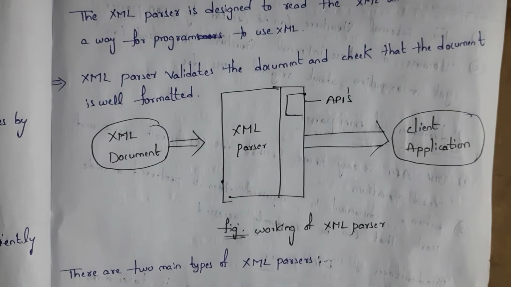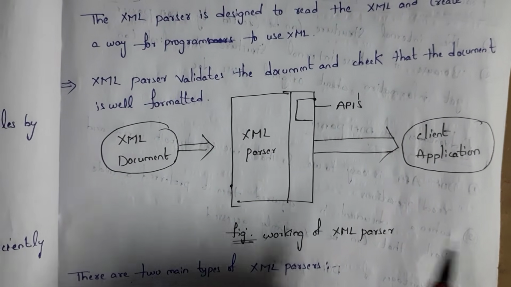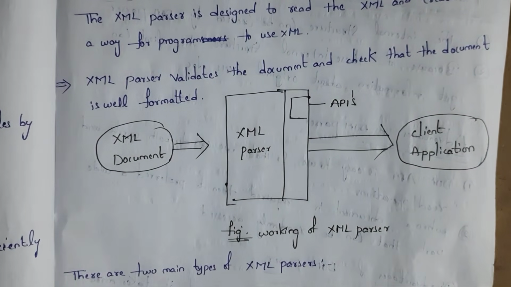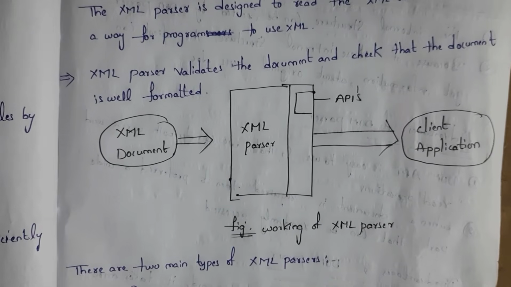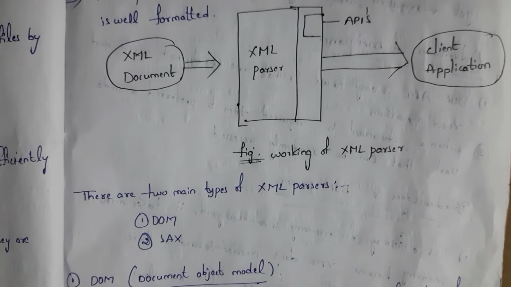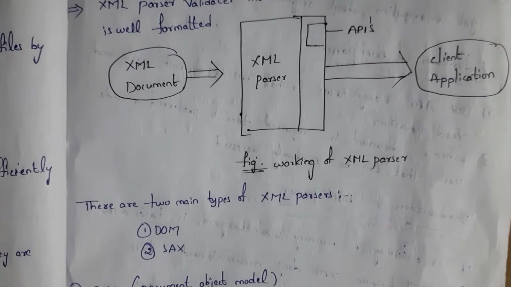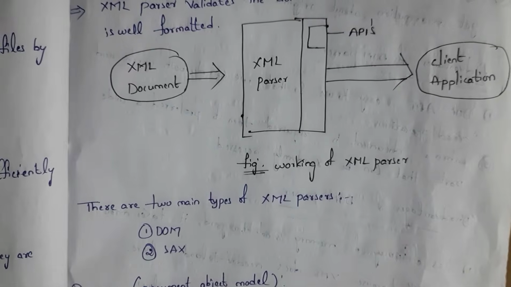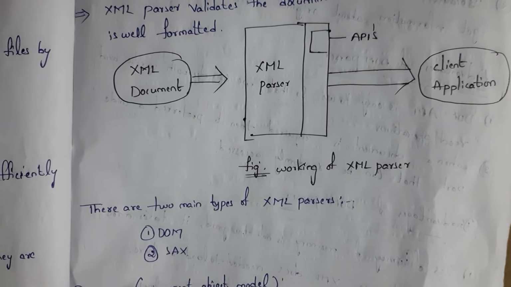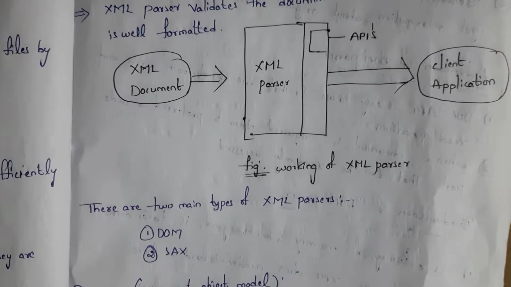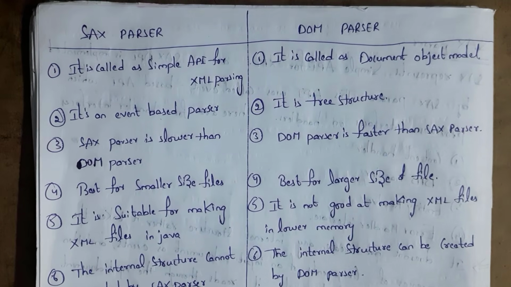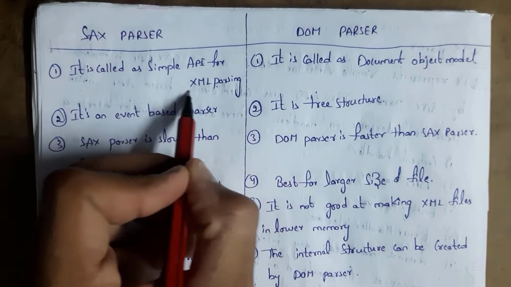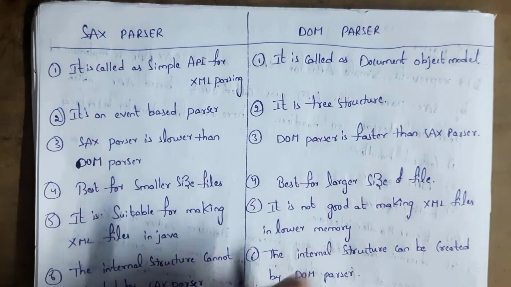This is the structure of an XML parser. If a client wants to work with an XML document, he needs an XML parser. This XML parser contains an API, that is application programming interface. XML parsers are classified into two types, as I said before. First one is DOM, that is document object model, and second one is SAX. SAX stands for simple API for XML. We will discuss the difference between SAX parser and DOM parser. SAX stands for simple API for XML, whereas DOM stands for document object model.